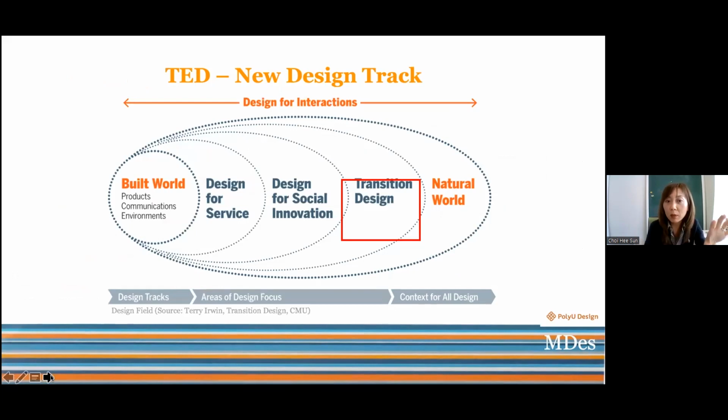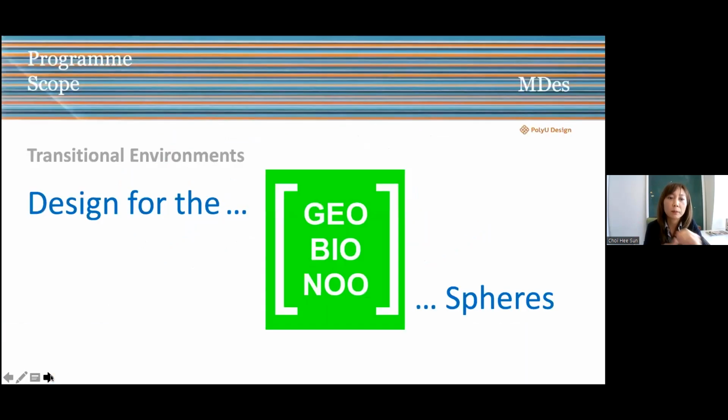That's built environment. The other courses are more closely related with this built environment to produce the design for service and design for social innovation. But where we are, we try to look at this in our living system and living environment, more close to the natural environment. That's where we are and how we are positioned.